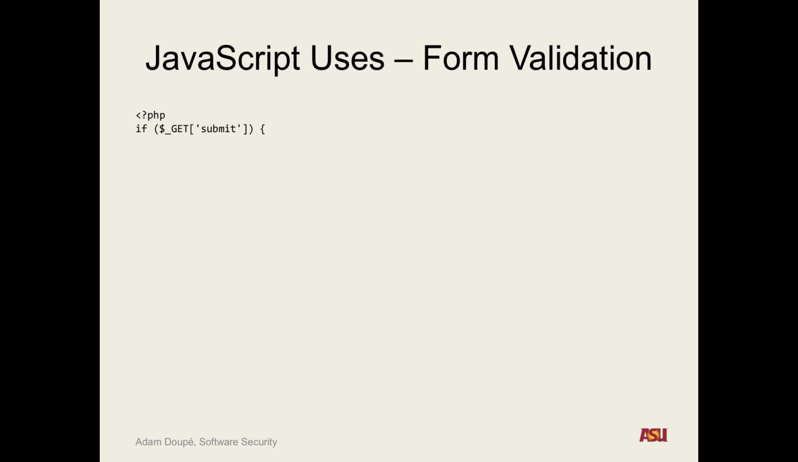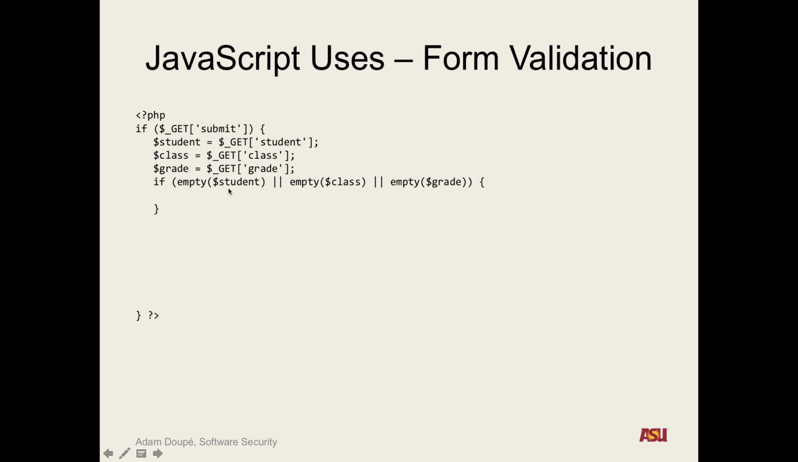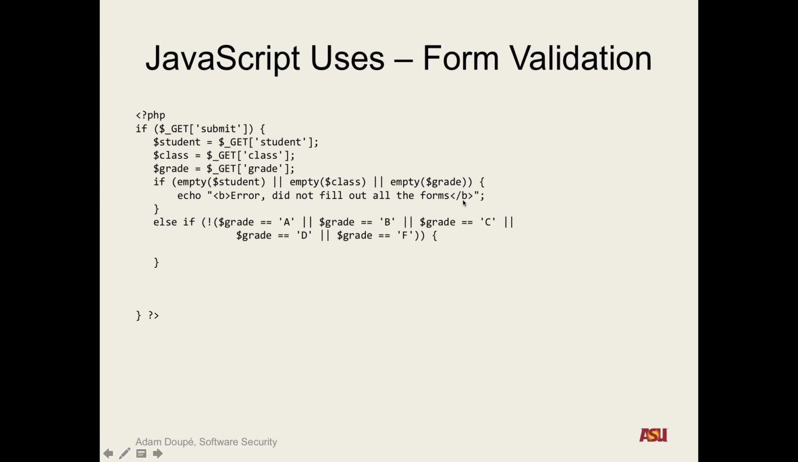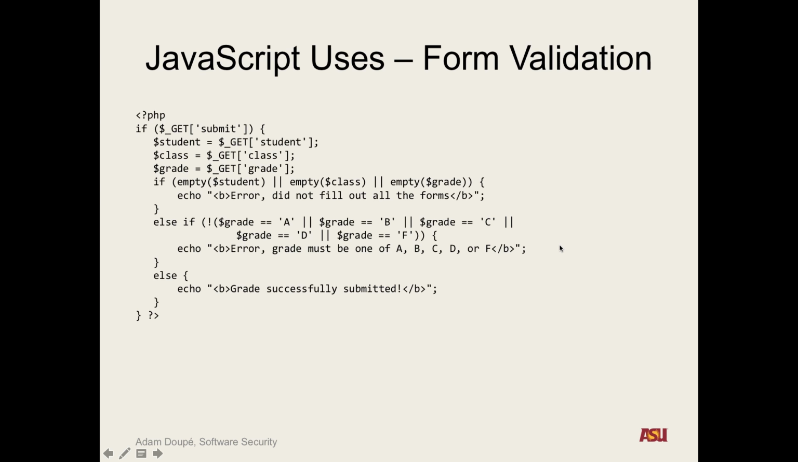So a classic example of this would be we check if there's a submit, then we get this thing from the student, we set a student variable, we set a class variable based on the GET parameters, we get the grade, we check, right? We're doing some validation, making sure that student is not empty, class is not empty, or grade is not empty. Otherwise we say, hey, there was an error. Otherwise, if the grade is not one of the proper values, we say, hey, there's an error, your grade has to be one of these. Otherwise we say grade successfully submitted.